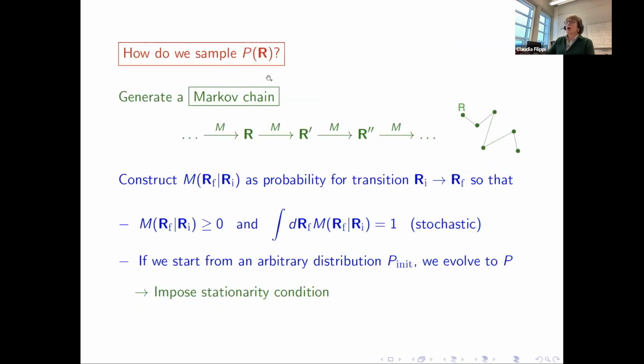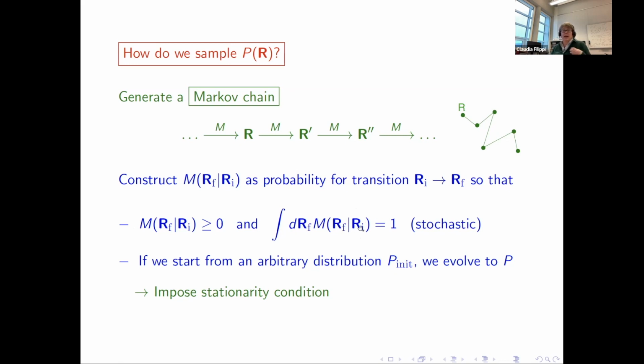So we start from the first point. The first point is how do we sample our probability density P of R, the wave function squared, and we do so by generating a Markov chain. R is in 3N dimensions, and we are moving around, going from R to R prime to R second. We start from an initial to a final configuration via a transition probability. So you go from Ri to Rf according to M. M will be greater or equal than 0, and the transition probability will integrate to 1 if I integrate over all the final points.